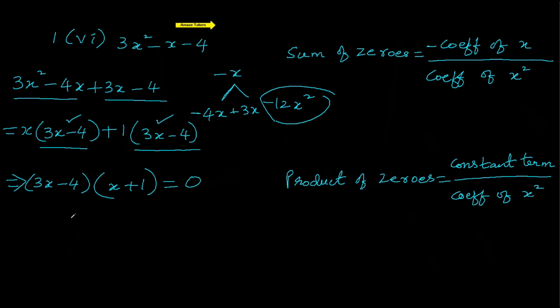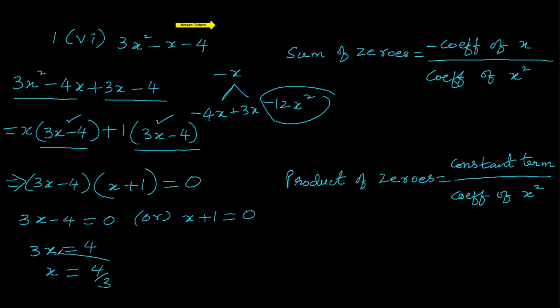Equated to 0. Solve for x. Either 3x minus 4 is equal to 0 or x plus 1 is equal to 0. Now when you take 4 to the other side, positive 4 and multiplication will become division on the other side. X is equal to 4 by 3. This is one of the zeros. And to solve the other equation, take positive 1 to the other side, minus 1. So 4 by 3, negative 1 are the zeros.